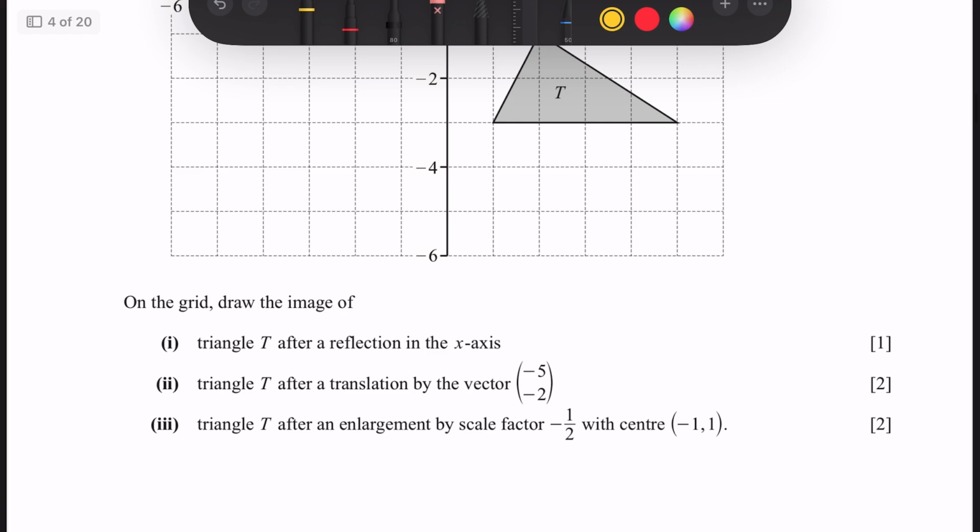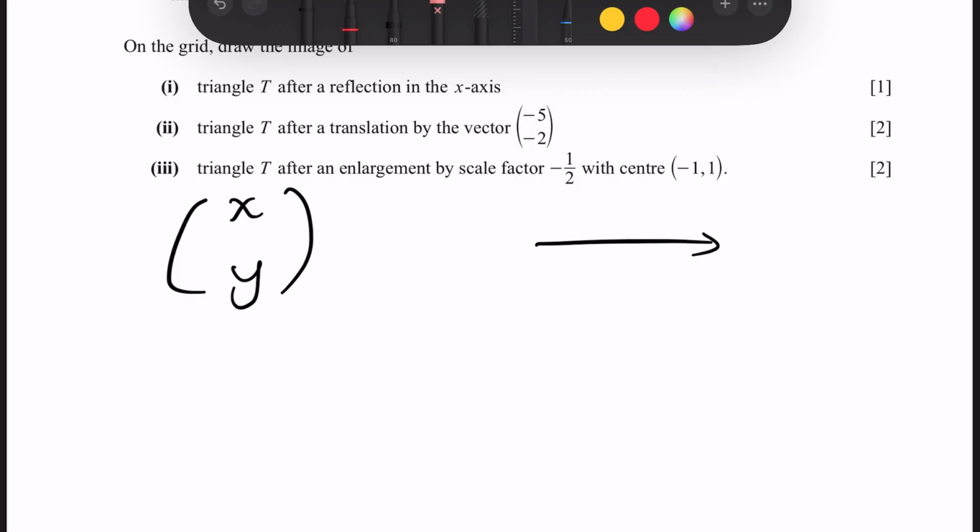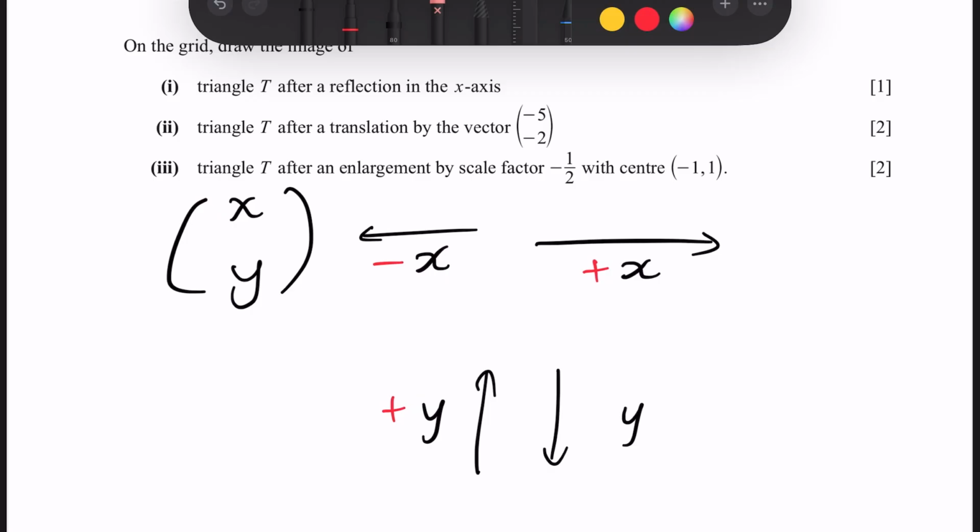Now part II says to draw the triangle T after a translation by the vector -5 and -2. For a vector, the upper value represents the x units and the bottom value represents the y units. If the x value is positive, this means that you're shifting the shape by x units to the right. And if the x value is negative, then you shift it to the left by x units. As for y, if it's a positive value, you shift it up by y units. And if it's negative, you shift it down by y units.